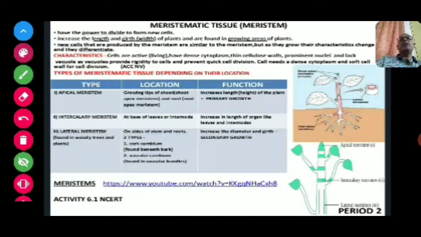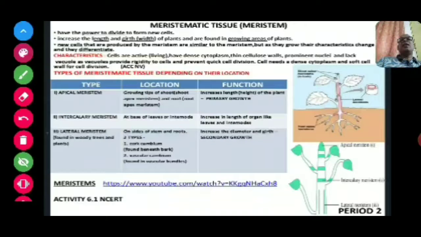Okay, second one is the intercalary meristem. They are present on the bases of the leaves or internode. These are called intercalary meristems, and they are also responsible for the primary growth, increase in the length of the organ like leaves and internodes.